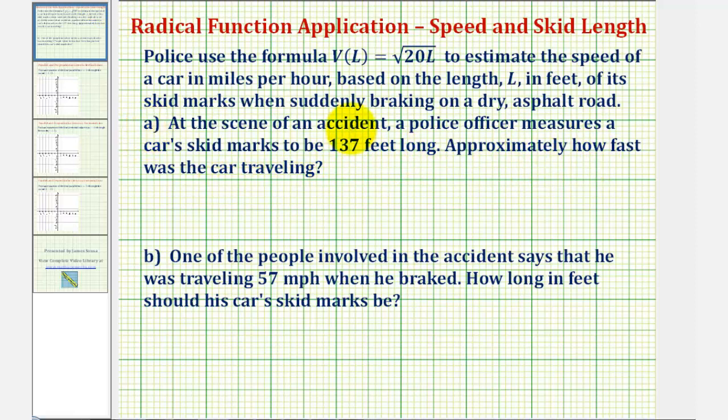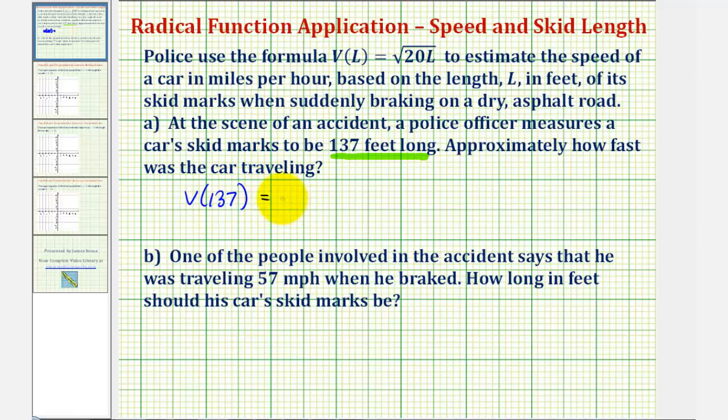For part A, they're giving us L, the length of the skid mark, and we're asked to find the speed, which would be V of L. So to find the speed, when the length of the skid mark is 137 feet long, we want to find V of 137. 137 is the input, and V of 137 will be the output, or the speed.